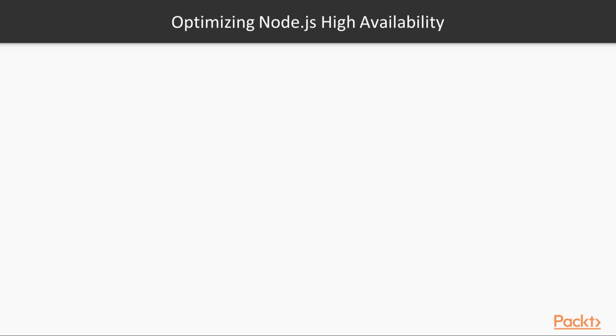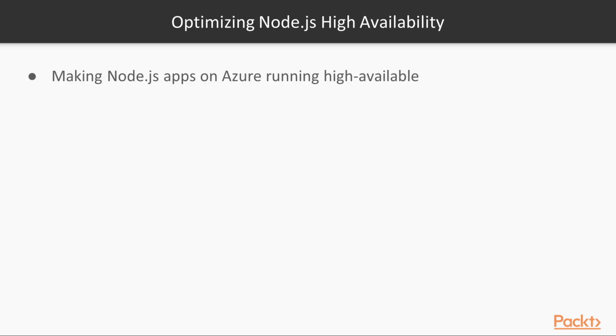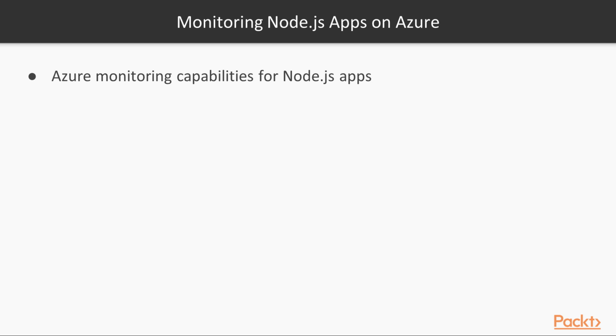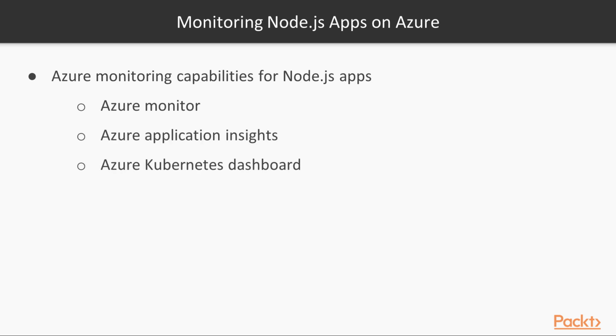And then Module 4 is running the same workloads using the same Azure services, but how to make sure that our Node.js application runs in a highly available setup on Azure, where Azure Web App high availability will be covered, container orchestration using Kubernetes will be covered, and I'll share some insights on how you can make your Cosmos database on Azure globally redundant. And then the last module, monitoring, already mentioned in the introduction of the course, highlighting built-in Azure Monitor, Azure Application Insights, and wrapping it up with Azure Kubernetes Dashboard.